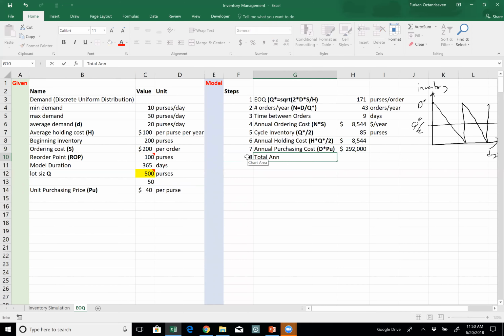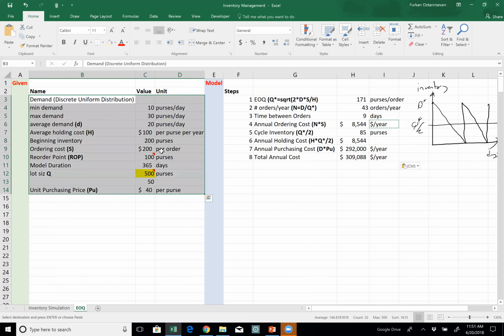All right, finally, I would like to calculate my total cost, total annual cost. So this is equation 4, 6, and 7, which is my ordering cost plus my holding cost plus my annual purchasing cost. So if you add them up, you will see that, again, these are dollar per year. So my lowest annual cost is $309,088, assuming that my demand is constant, which is 20 purses per day, based on these parameters.